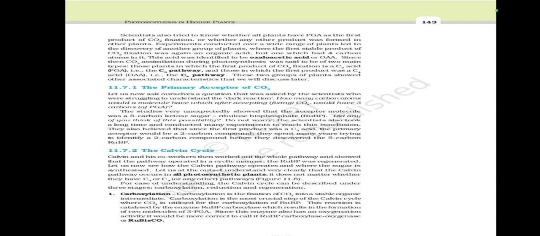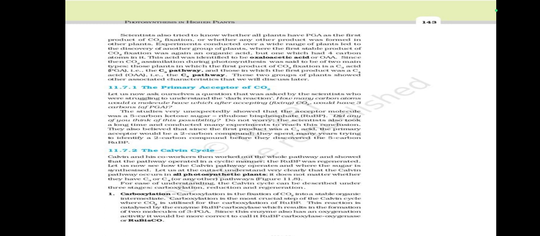Do not worry, the scientists also took a long time and conducted many experiments to reach this conclusion. They also believed that since the first product was the 3-carbon acid, the primary acceptor would be a 2 carbon compound. They spent many years trying to identify a 2 carbon compound before they discovered the 5 carbon RuBP.